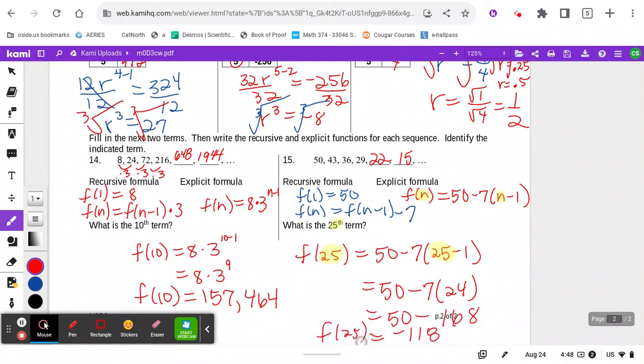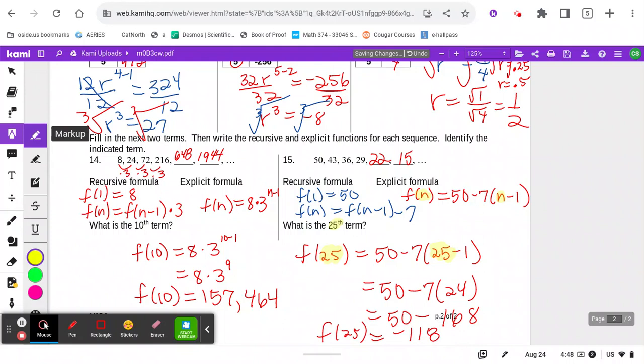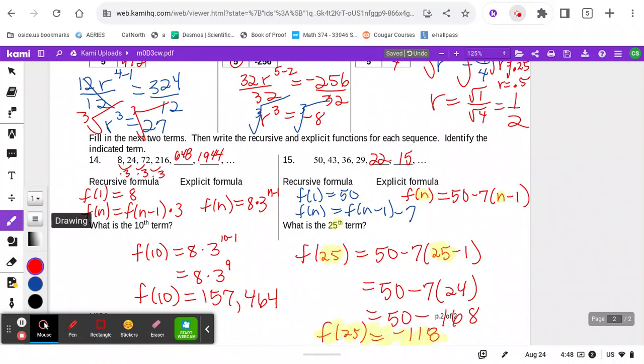How'd you do? All right, that's page 12 for you guys. Good job.